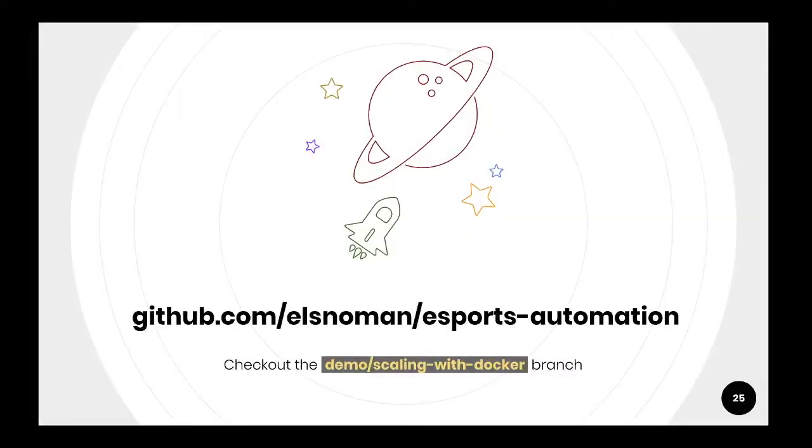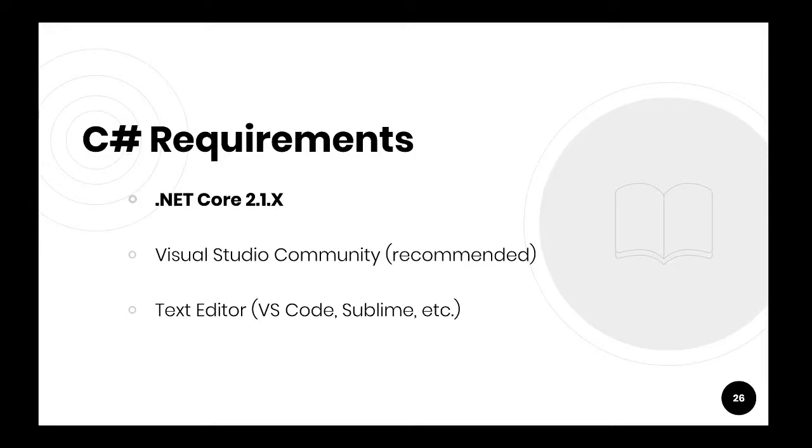You can either use the docker-compose.yaml file I've included in this chapter, or you can follow along with my C# project by going to github.com/lsnowman/esportsautomation. Just make sure to check out the demo Scaling with Docker branch. For those of you who want to follow along with the esports automation project, you must have .NET Core 2.1 installed, and it will work for either Mac or Windows or Linux. The next thing would be Visual Studio Community, the IDE that I would recommend. It's free and pretty easy to use, but you can also use a text editor like VS Code or Sublime.